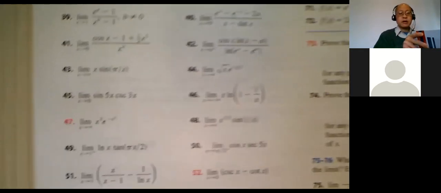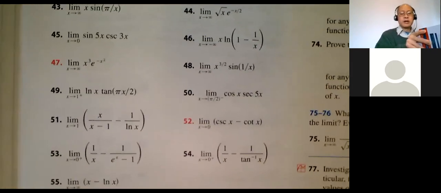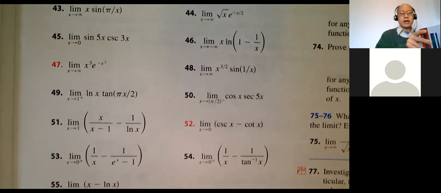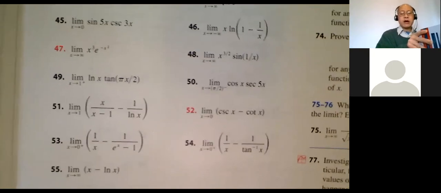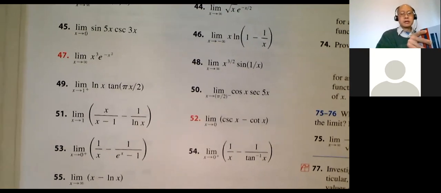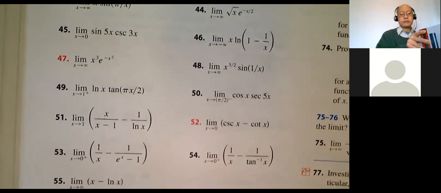Then let's see. Next one I'm going to show you is 49. A little bit harder there. Limit as x approaches 1 from the right of ln x times tangent of pi x over 2. Okay. Again, right now it only looks like a product. I need a quotient.